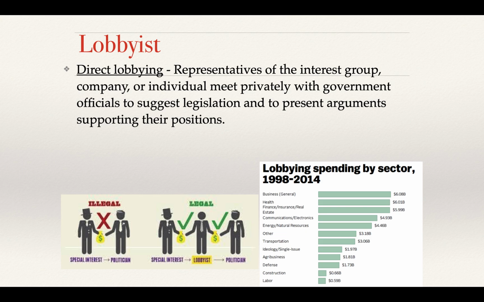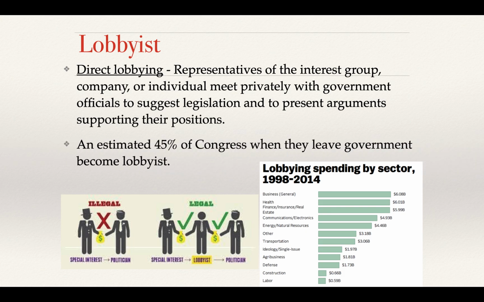Construction is $0.6 billion. Labor unions are only at the bottom. Labor is the smallest. So the labor, asking for people fighting for minimum wage and better treatment in the workplace, they're only spending $0.59 billion. That's still a lot of money. But can labor organizations altogether spending $600 million to lobby versus $6 billion on the business side? Who's going to have more say in the government, right?